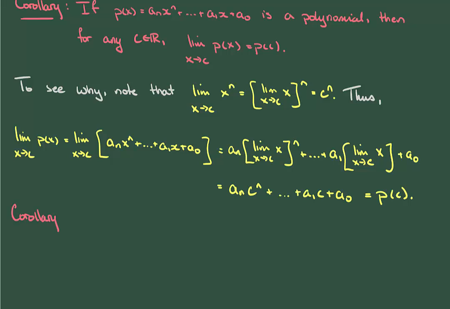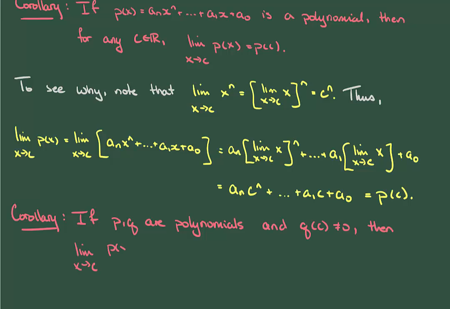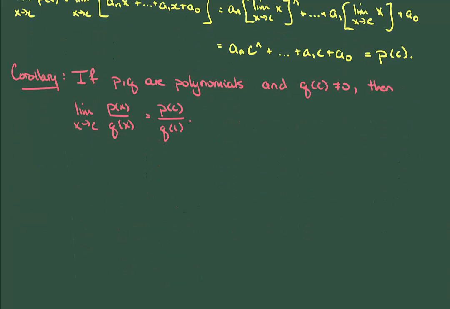As an immediate follow-up, let's suppose that we now have two polynomials, p and q, and we know that q of c is not 0. Then the limit of the rational function p of x divided by q of x at the point c is just p of c divided by q of c.